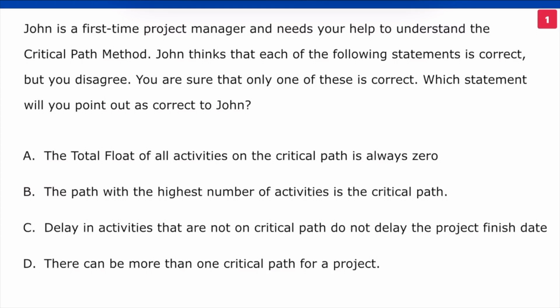A. The total float of all activities on the critical path is always 0. B. The path with the highest number of activities is the critical path. C. Delay in activities that are not on critical path do not delay the project finish date. D. There can be more than one critical path for a project. Please pause the video and try to find the correct choice.